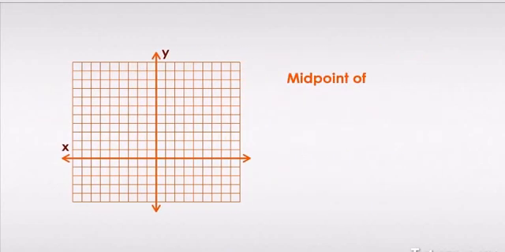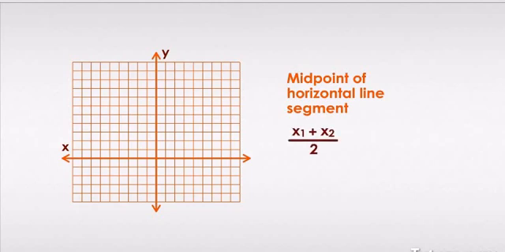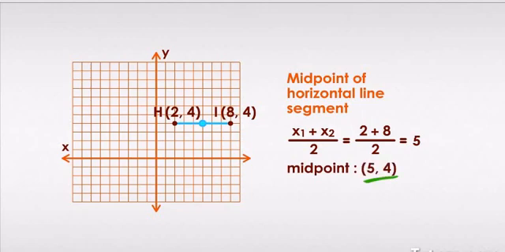To calculate the midpoint of a horizontal line segment, focus on the x values, add them, and divide by 2. You have x1 plus x2 divided by 2. For this example, we have point H at 2, 4 and point I at 8, 4. When we plug these into our formula, we see that the mean and the median, and therefore the middle or midpoint of the line, has an x value of 5. The midpoint is 5, 4.